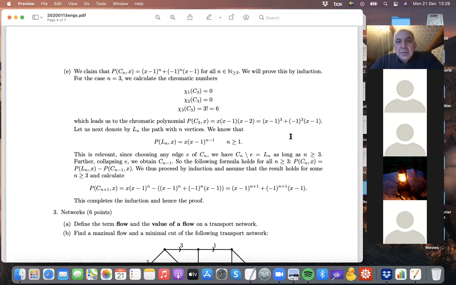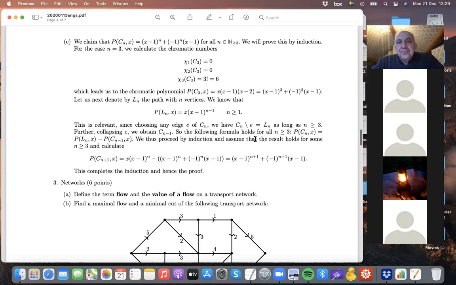So now we have this formula, which is obtained by deletion-contraction. Take a cycle, choose any edge and remove it. If we remove any edge, we get Ln. For Ln, we know the answer. And the graph obtained by contraction of an edge in Cn is Cn minus 1. Yes, if we take a cycle and collapse one edge, we'll get a smaller cycle with one less vertex, of course.